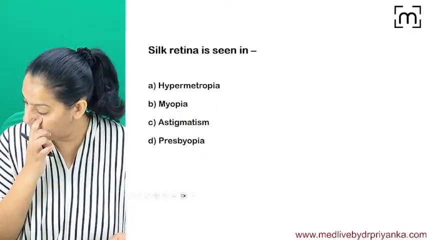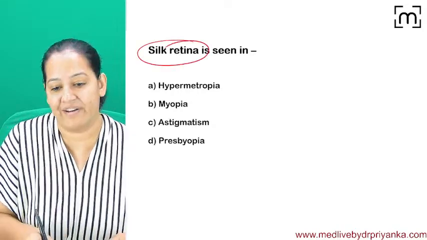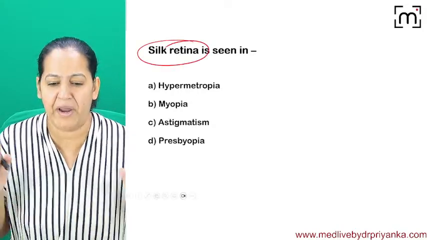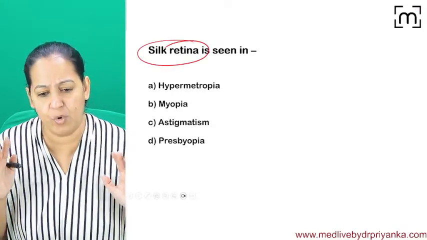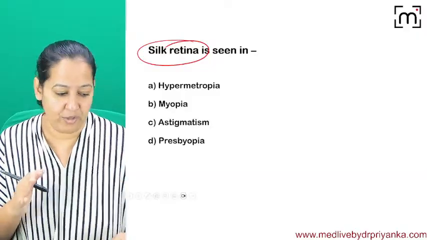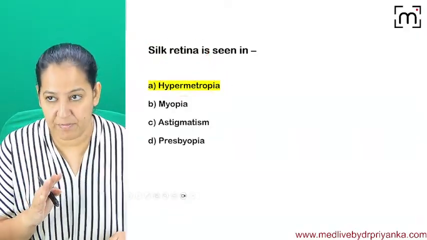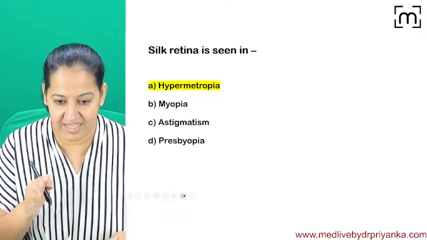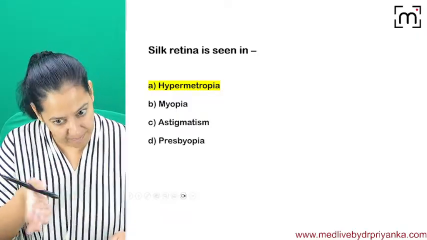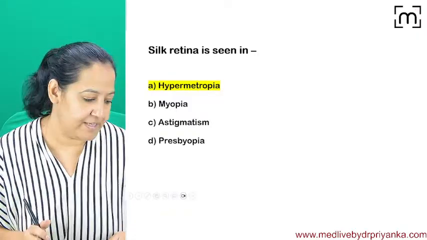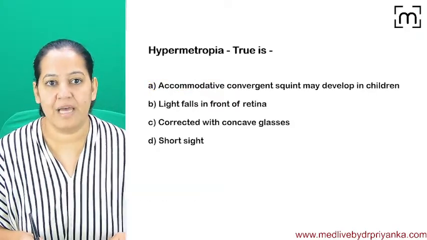The next question is in front of you. Again the question is very simple. Silk retina, short silk retina. I mean bright retina, brilliant retina. So light on the retina. It is seen in hypermetropia because you know the reason. In hypermetropia the image is beyond the retina, so there is light passing through the retina, which is causing brilliance of the retina. Yes, so the correct answer is hypermetropia.